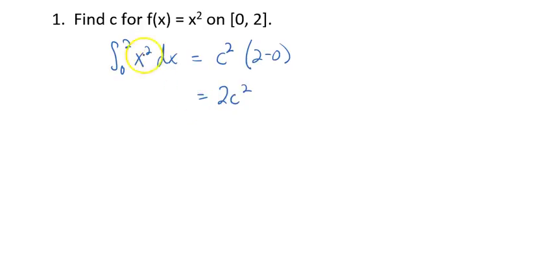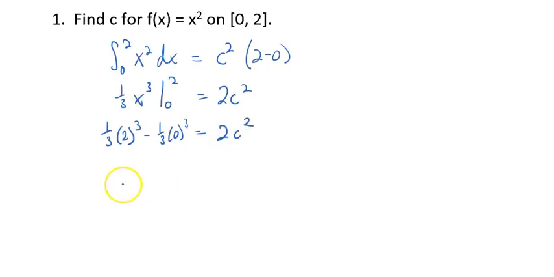Over here, you're doing the fundamental theorem of calculus. So you take your antiderivative, and you're going to evaluate it from 0 to 2. If I plug in 2, and then I plug in 0 and subtract, I'm going to set that equal to the 2c squared. Well, 2 cubed is 8, times 1/3 is 8/3. 0 times anything to any power is 0, so this whole side just becomes 8/3. And this side is still 2c squared. And so now I just have an equation to solve. I'm going to divide by 2, which makes that 4/3.